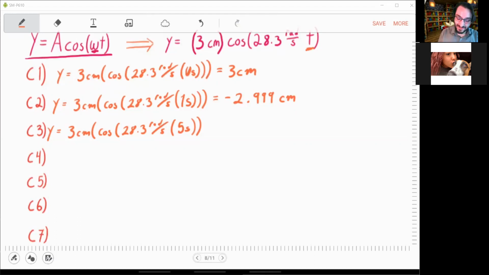Times 3. And so for this, it's going to be on the other side again, but now it's 2.97 centimeters, right? So it's a little bit that way, right? And this thing's oscillating back and forth, back and forth.